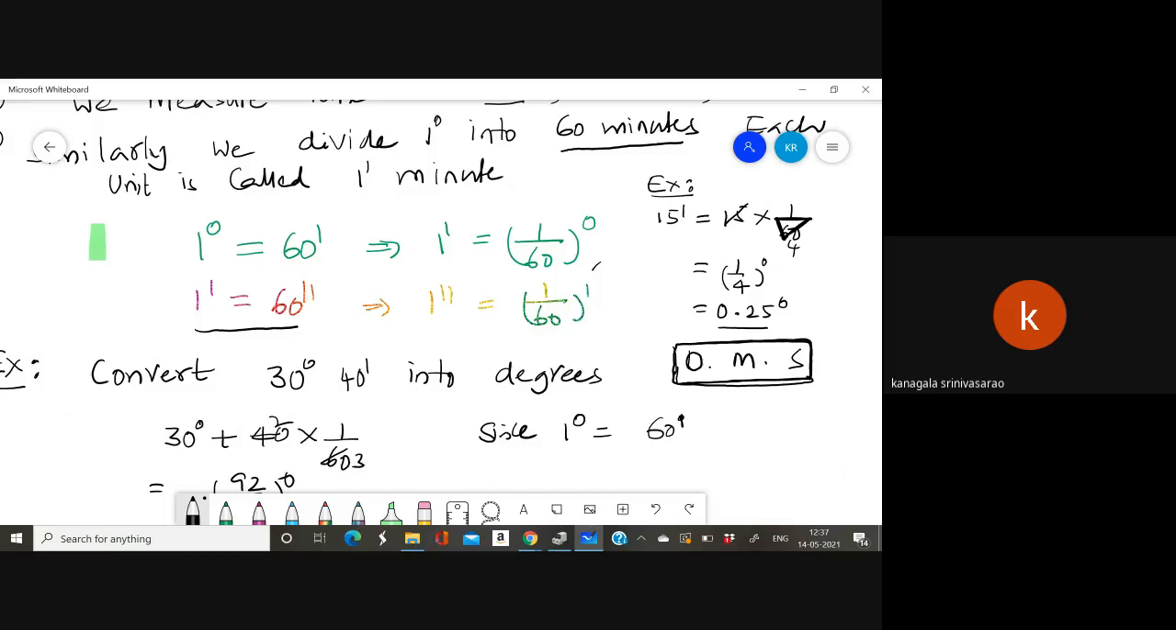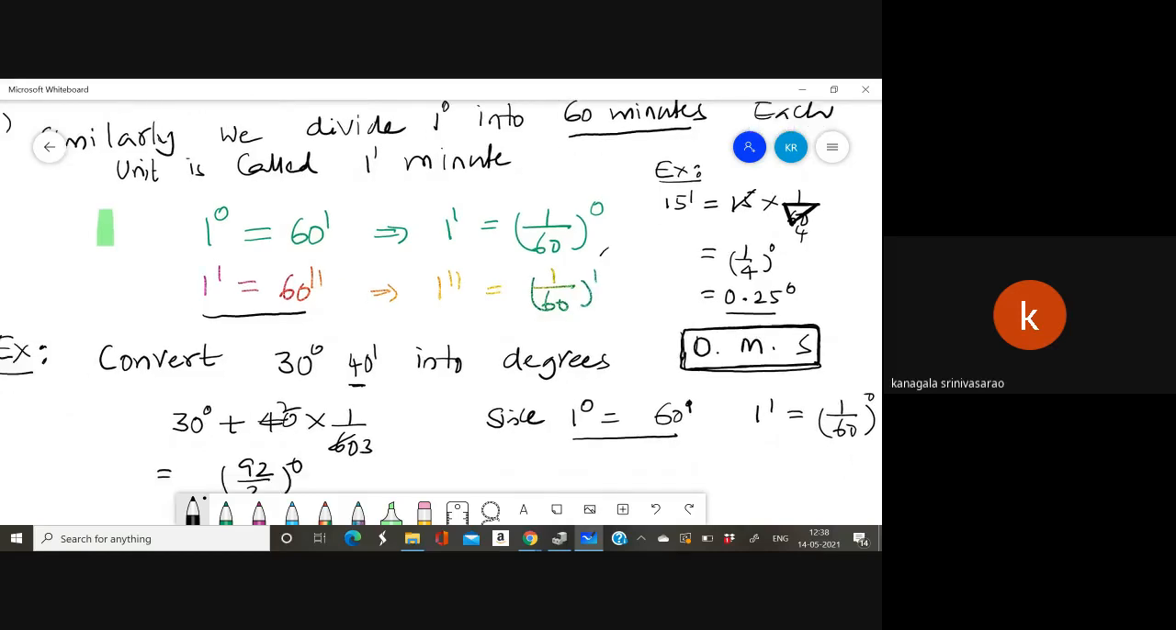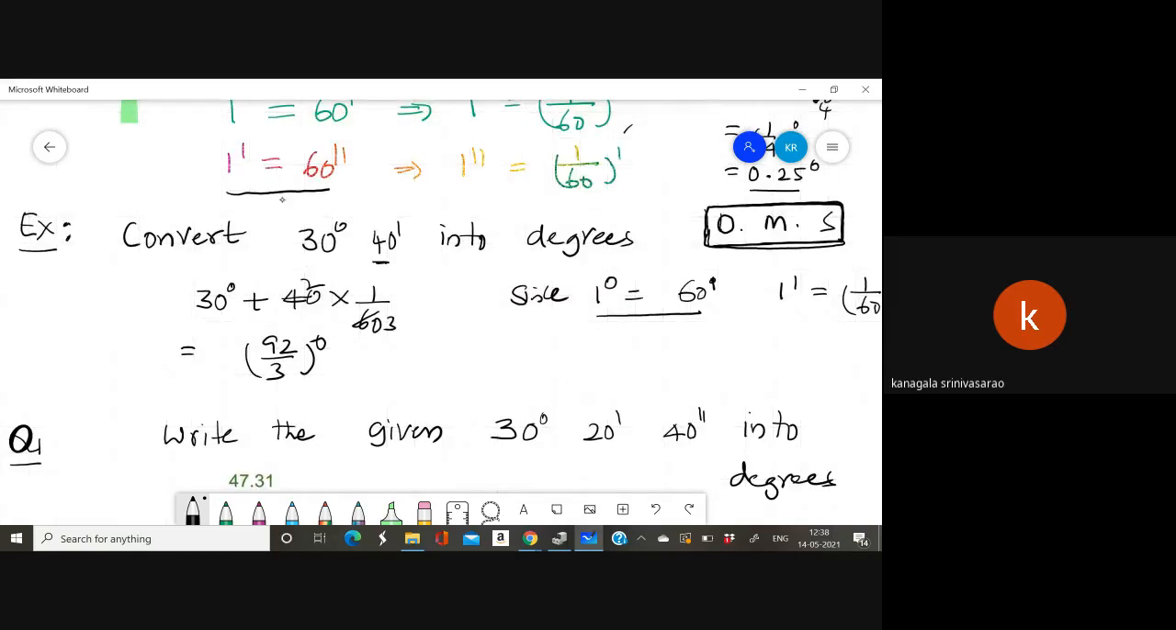Let me clarify by giving one example. Convert 30 degrees 40 minutes into degrees. The degrees part is already known. We need to convert the minutes part. As you know, 1 degree equals 60 minutes, so 1 minute is 1 by 60th degree. So 30 degrees plus 40 multiplied by 1 upon 60. You get fractional values: 30 plus 2 by 3.